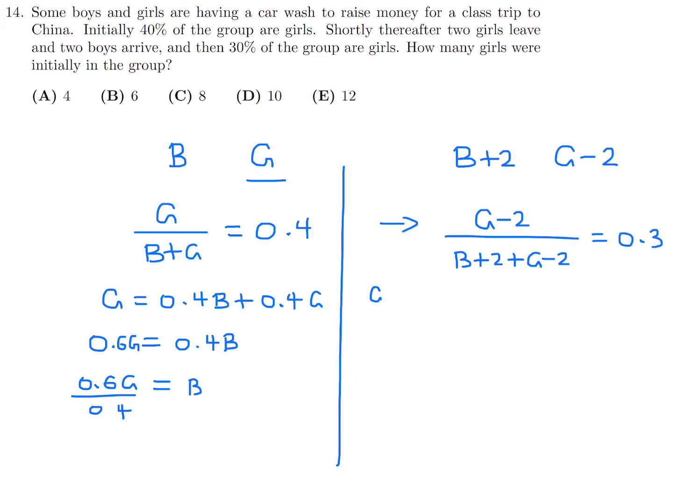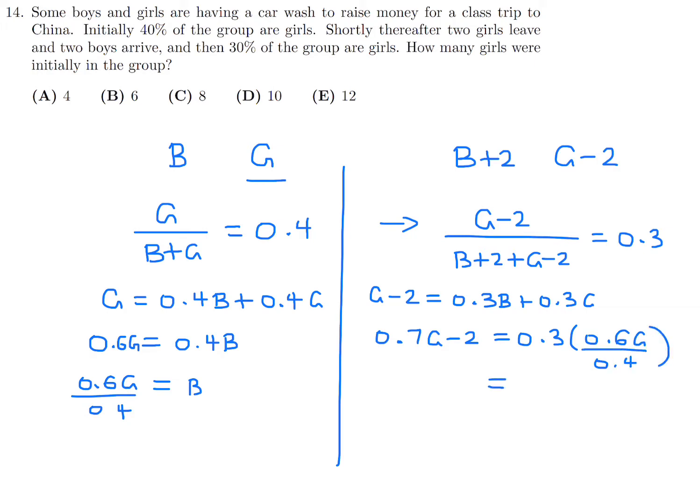We'll get G minus 2 is equal to 0.3B plus 0.3G, and the 2's cancel actually. So all I'm left with is just G minus 2, and I can bring the G's over, so that will give me 0.7G minus 2 is equal to 0.3B, and B is 0.6G over 0.4.